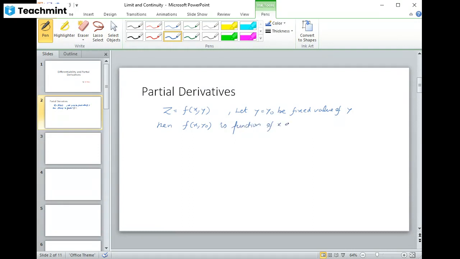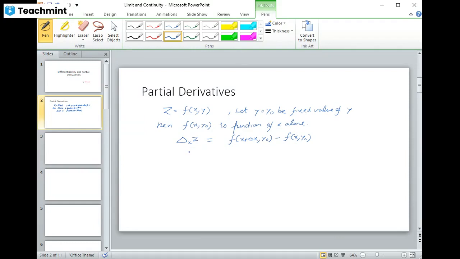So now if we want to make a partial increment in that particular function, we can represent it with delta x. We are making a small increment in the direction of x. It can be represented as f of x plus delta x, y naught minus f of x, y naught. This is called the partial increment in the direction of x only.